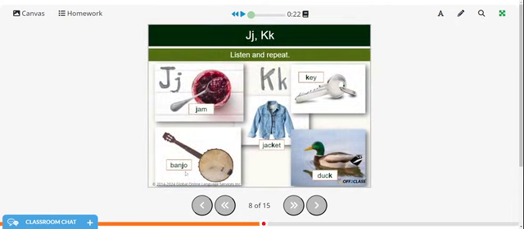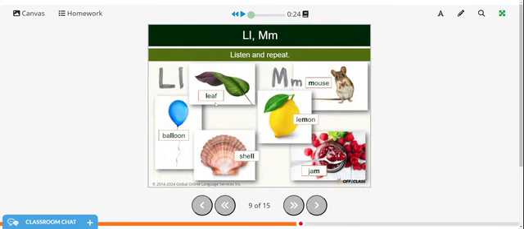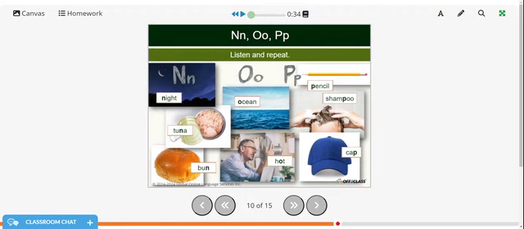Jam, banjo, key, jacket, duck, leaf, balloon, shell, mouse, lemon, jam, night, tuna, bun, ocean, hot, pencil, shampoo, cap.